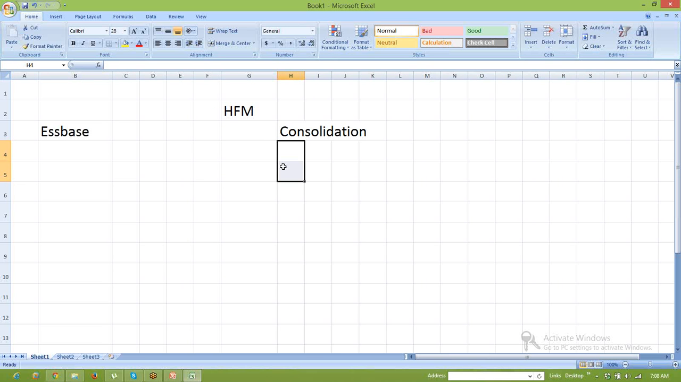But in Essbase, you can also achieve the translation, but you need to write some calculation scripts behind that to run the translation. Whereas in HFM, we have default functionality to do the translation for multiple currencies. Okay. So basically, what is meant by consolidation, for what purpose are we doing the consolidation? We are running consolidation for financial statements.